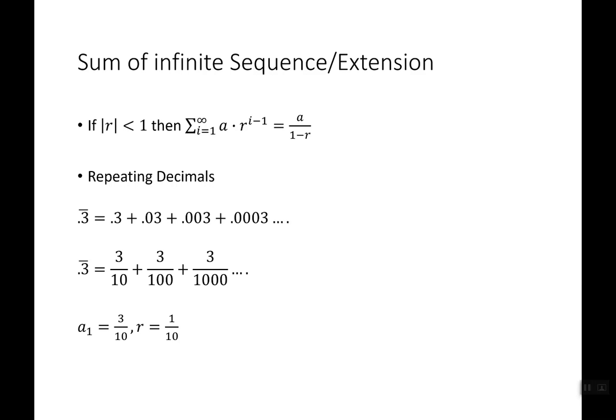So I can take this first term with my ratio, and I can put it into this formula, a divided by 1 minus r that we just talked about. It looks like this. So now I have this sum, i equals 1 to infinity of 3 over 10 times 1 over 10 to the i minus 1. Okay, well, let's put that in the formula. So it says 3 over 10 on the top, 1 minus 1 over 10 on the bottom. So I just did my a over 1 minus r. 1 minus 1 over 10 is 9 over 10.